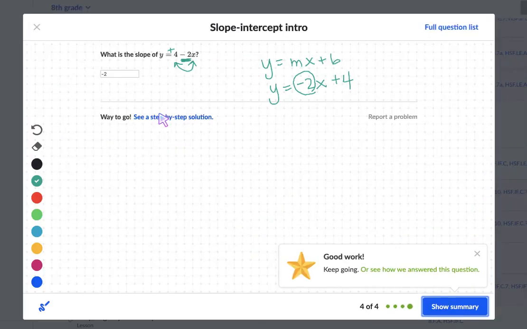Okay, so that's the slope-intercept form. It's a lot of understanding what exactly slope is and what exactly the y-intercept is. So make sure that you're looking through your notes as you're solving these problems.